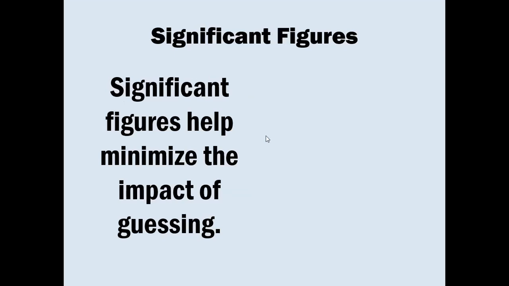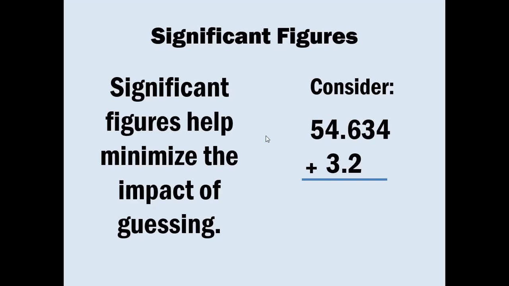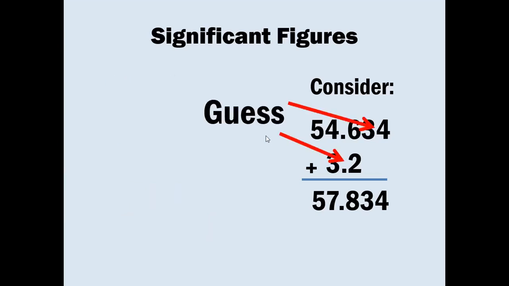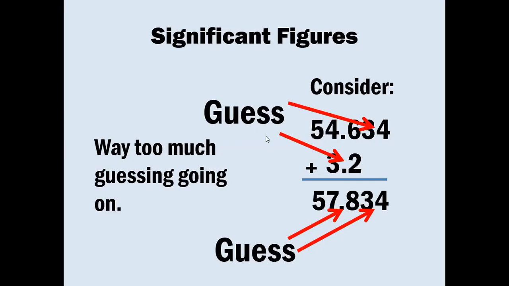Now, significant figures helps us minimize the impact of guessing on the actual mathematical use of those numbers. Consider values like this, 54.634 being added to 3.2. If we were not to evaluate the system for guesses, we'd get a value like this, 57.834. However, the 4 in our first number and the 2 in our second number are both guess values. And that means that both the 8 and the 4 in our final answer are also guesses. That's a lot of uncertainty within that value. And so what we want to do is minimize the amount of uncertainty in the value, even if that means we're less accurate in the number we are reporting.